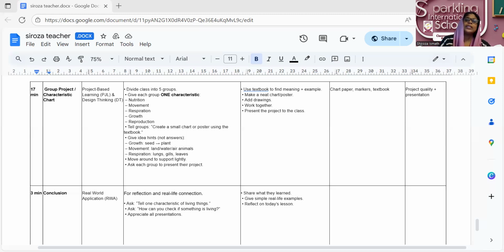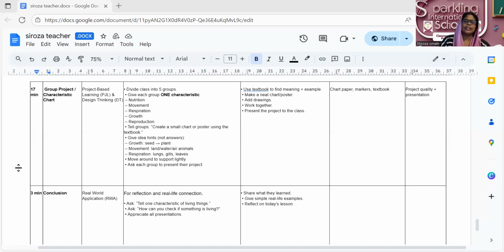They give simple real-life examples, like seeds grow into plants, a cat breathes and moves. They reflect on how they can use this knowledge outside the classroom, for example, in the garden or at home. Teaching aids: cards and flashcards. In the assessment, I will use oral questions. Name at least one characteristic of living things. For example, how do you identify living things?